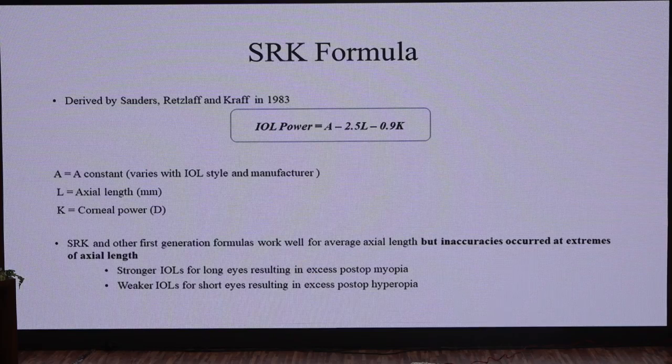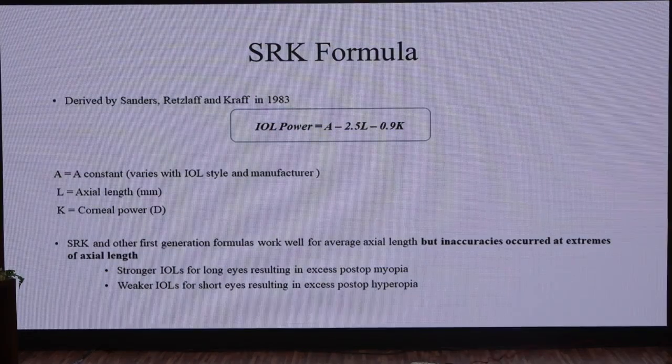Now talking about the basic SRK formula, this is something which everybody should be aware of, right? It is A, the A constant of the IOL that you're going to use, minus 2.5 into axial length, minus 0.9 into keratometer. So if you don't have any fancy machines with you, and if you know correctly the axial length of your patient's eye and the keratometry, then you can simply use this formula and calculate your IOL power manually.